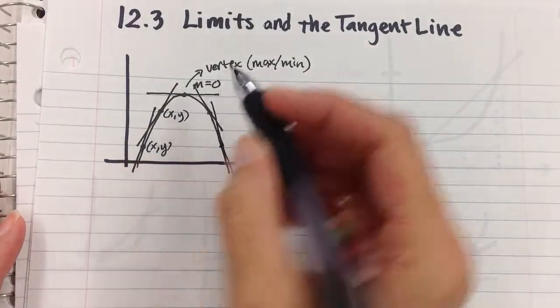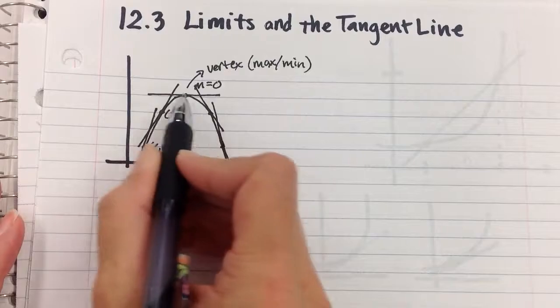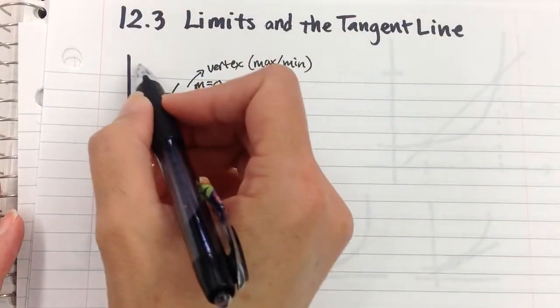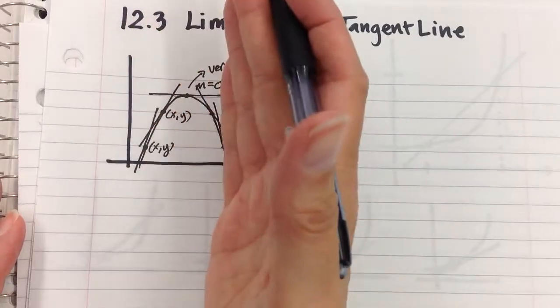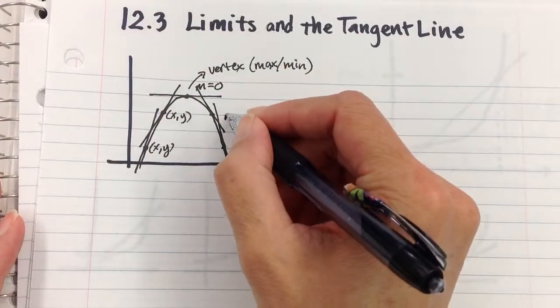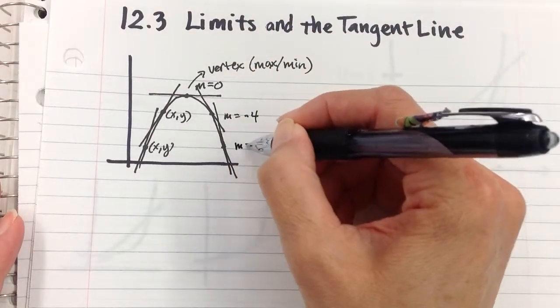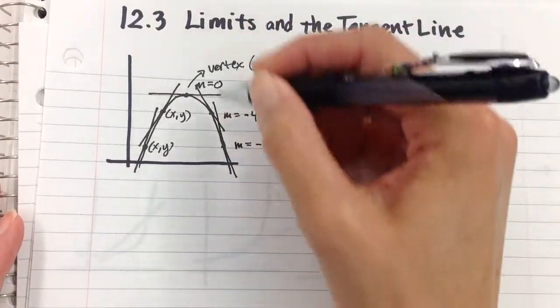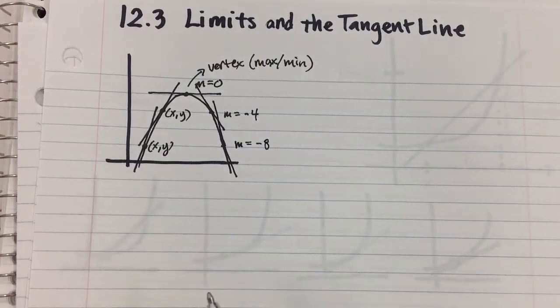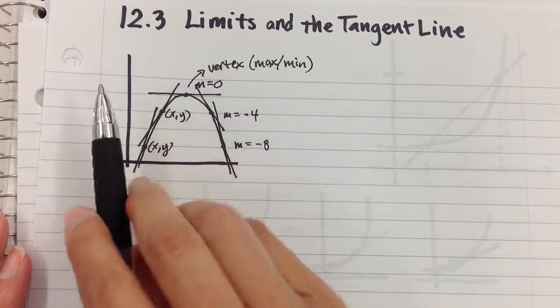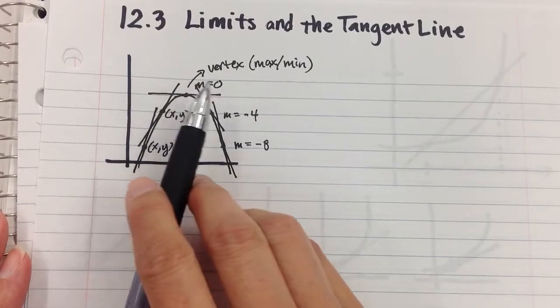So slopes that are closer and closer to 0, between 0 and 1, are going to be between 0 and 45 degrees this way. Over 1, let's just say this slope is negative 4. And let's just say this slope is negative 8 or something like that. So it's really steep, and it's getting steeper. What were the slopes on this side of the parabola? Positive or negative?